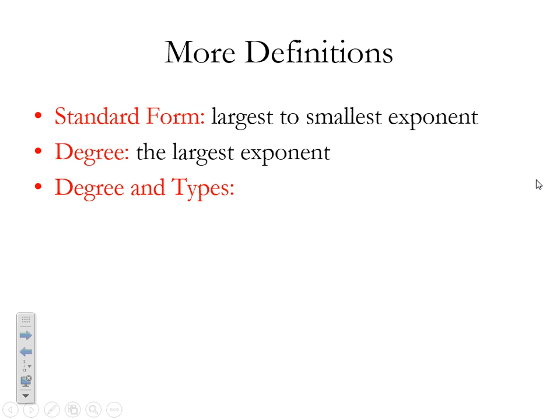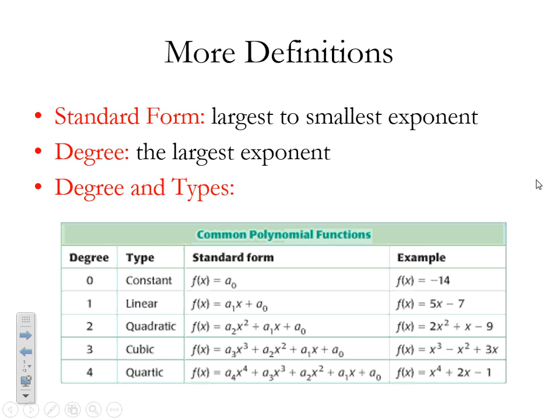Here is a chart of all the degrees and types. A degree of 0 would be called a constant. A degree of 1 would be called a linear. Oh, wait a minute. We already learned linear, right? So how can we be learning about linears again? Well, a line is so important that it gets its own chapter. Just like a degree of 2, we spent a whole chapter on quadratics. It's so important that it also gets its own chapter.